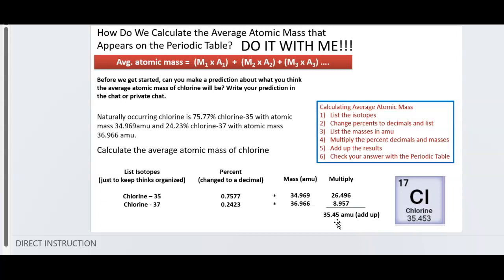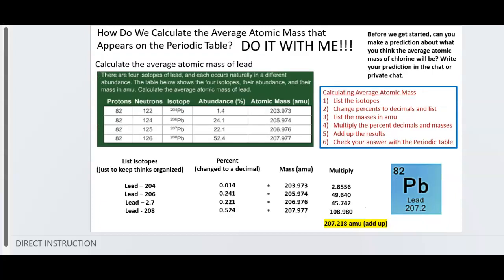All right, let's do one more together. And then I have some practice in the video. You can pause the recording and give them a try if you choose. This is the other one we did in class. This one is lead. Lead has 4 isotopes instead of 2, but you do everything the same. You still follow all the same steps. You just have 4 rows now instead of 2 rows.